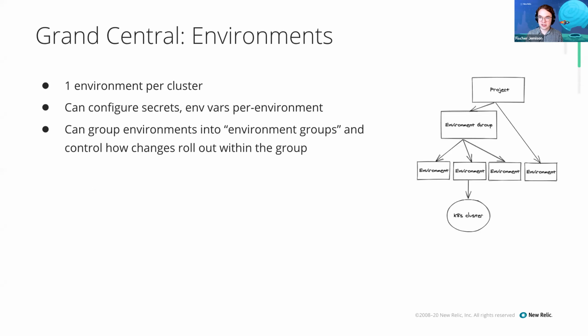So getting a little more specifically into environments, there's a one-to-one mapping of environments to clusters. So if your project deploys into Kubernetes, you'll have one environment for every Kubernetes cluster you deploy into. We configure things like secrets and environment variables on a per environment basis, although we have tools for inheriting those into individual environments if you define them at the top level.